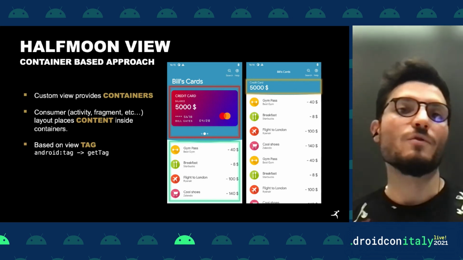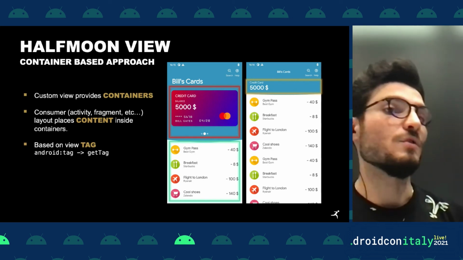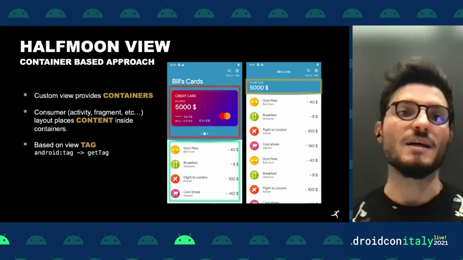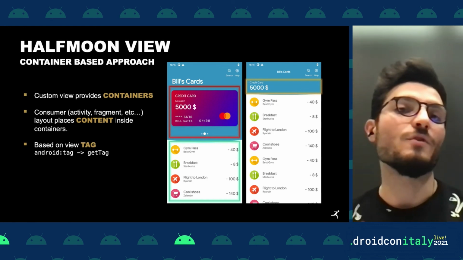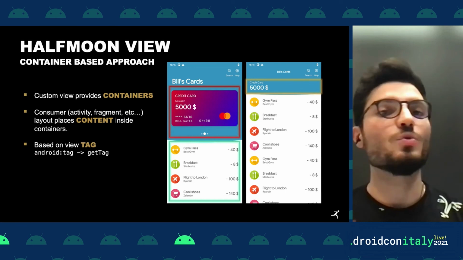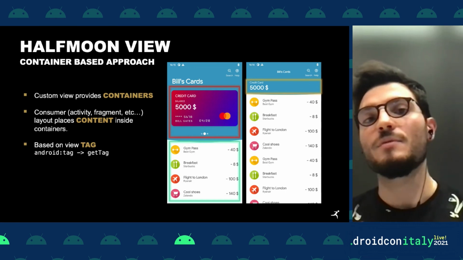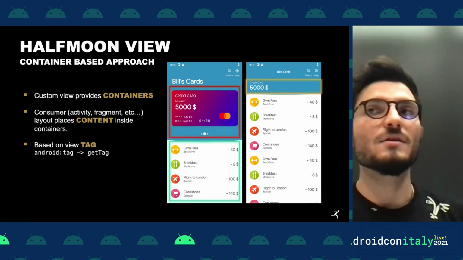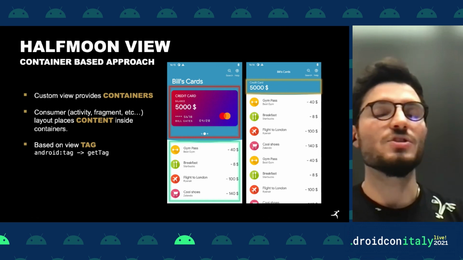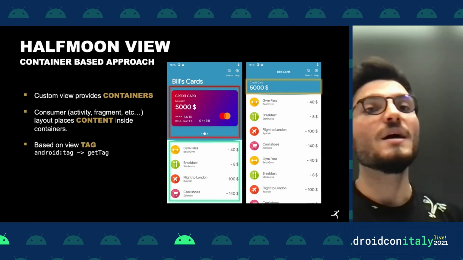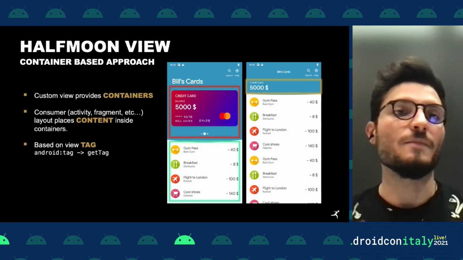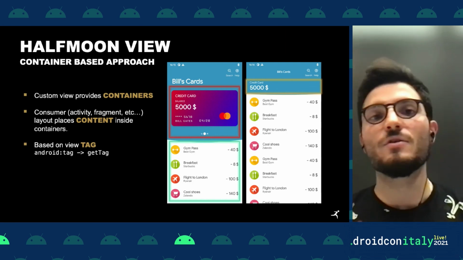What is a container for us? A container is a view. It's basically a linear layout that is present in the HALFMOON view, in which we will add at runtime whatever the user wants to be placed inside each container. There are basically 3 containers in our view, and they are the red, green, and yellow container.